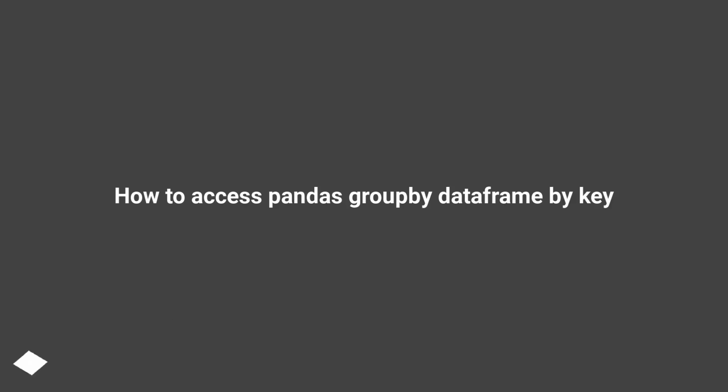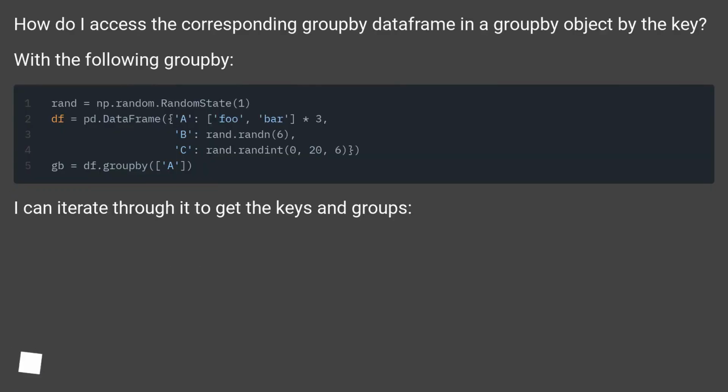How to access pandas groupby data frame by key. How do I access the corresponding groupby data frame in a groupby object by the key? With the following groupby.